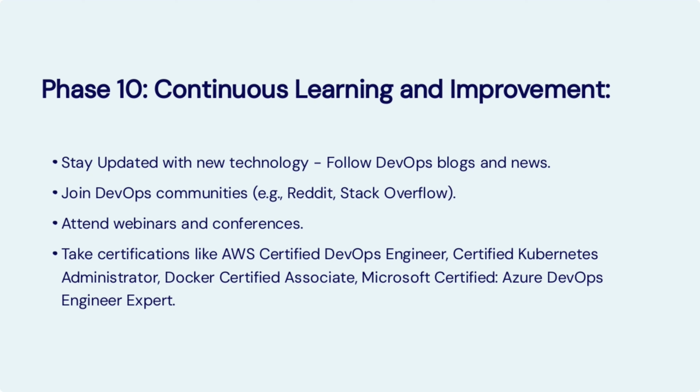As you progress through the DevOps roadmap, it's important to focus on continuous learning and improvement. Here are some key steps to keep in mind. Stay updated with new technology by following DevOps blogs and news. Join DevOps communities such as Reddit and Stack Overflow to engage with like-minded professionals. Attend webinars and conferences to stay abreast of the latest industry trends. Consider taking certifications like AWS Certified DevOps Engineer, Certified Kubernetes Administrator, Docker Certified Associate, and Microsoft Certified Azure DevOps Engineer Expert to enhance your skills and credentials.